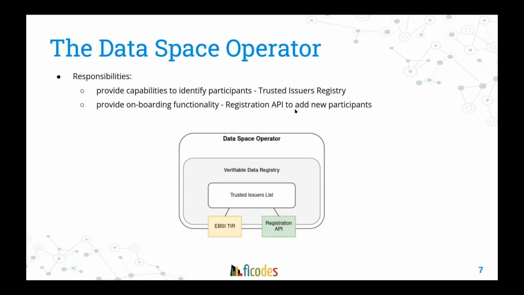That happens through the Trusted Issuers Registry API. And we also need to provide some onboarding functionality. As part of the example, we just provide that through a registration API. We are using the Trusted Issuers List service here as a service that is offered by the data space operator.